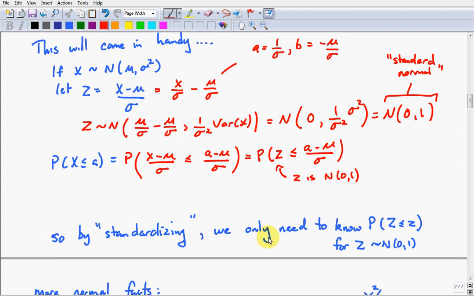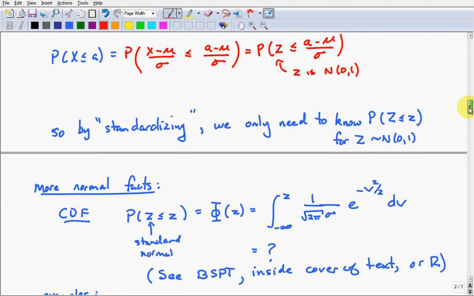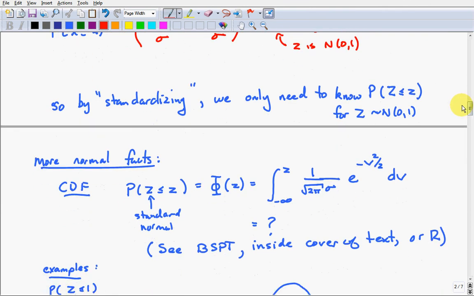So what I've written here is just a summary of what I said, namely that by standardizing, we only need to know the probability that a random variable Z that's standard normal is less than or equal to some constant. We'll show an example of looking these up in just a minute. We'll do a few facts first, though. One more fact. So the cumulative distribution function for a normal random variable, in fact for a standard normal, we'll work on this one first, that would be the probability that the random variable Z, a standard normal, is less than or equal to some value little z. We write that as capital phi of z.